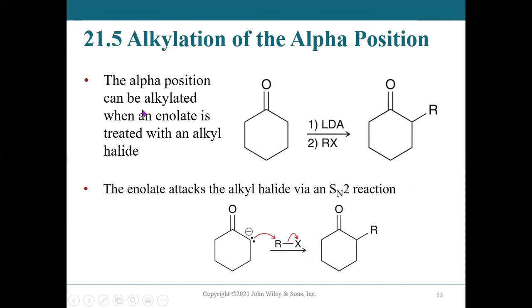The alpha position can be alkylated when the enolate is treated with alkyl halide. So in this example, we have this cyclic ketone. We treat it with LDA to produce the enolate. Then we can add in alkyl halide to add the alkyl group on the alpha carbon. The enolate attacks the alkyl halide via SN2 reaction.